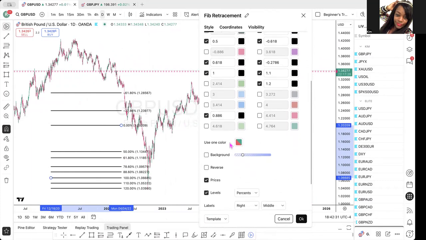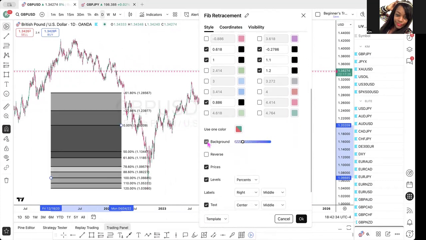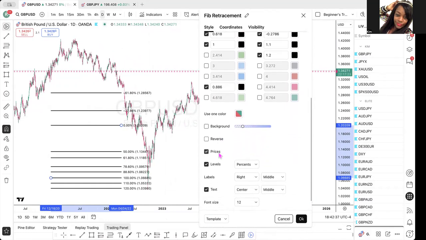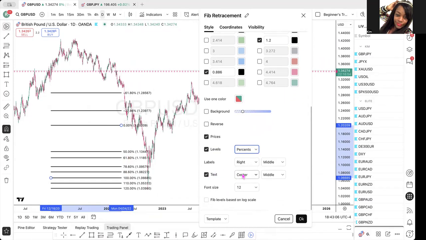Once you have your settings, as far as background, I don't use background. I use prices, meaning this is telling you what the price is over here for the fib. I use levels, and I use them in percents, so the 78%, 88%, 618%. And my text, I center it in the middle.